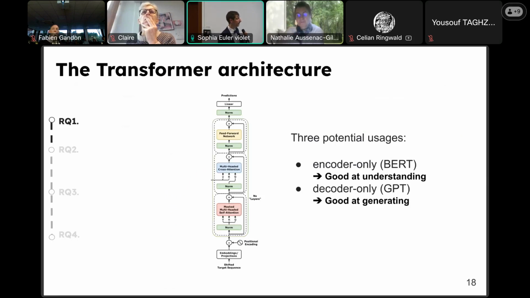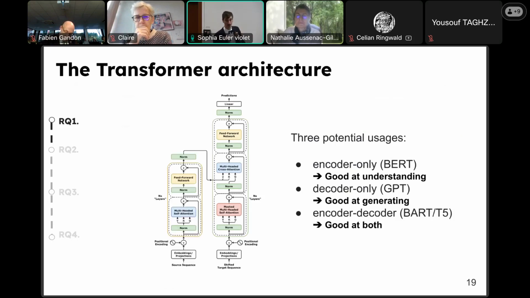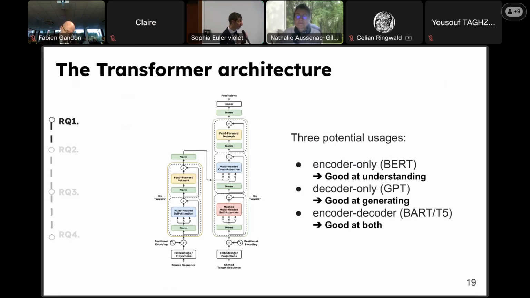And this is the specific architecture that is used in GPT, and it has been shown to be really effective when scaled. So this is the architecture that you know when we talk about large language models. And finally, you can use both blocks together. So this is the encoder-decoder architecture, and the main known models in this case are BART and T5.